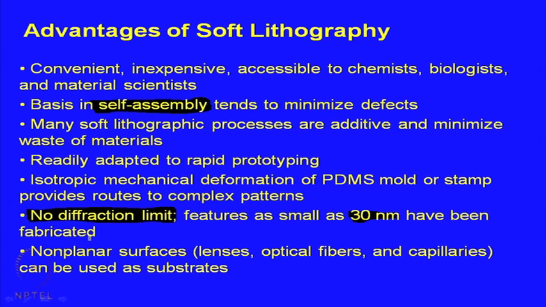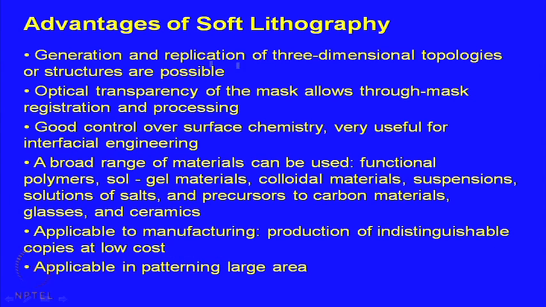Use of a flexible stamp allows you to pattern films coated on non-planar surfaces. So lenses, optical fibers, capillaries, etc. can be used as substrates. Generation and replication of 3-dimensional topographies are possible. Microtransfer molding we have already talked about. Optical transparency allows mask registration and processing in some methods, like we have talked about with SFIL. Good control over surface chemistry is extremely useful for interfacial engineering.